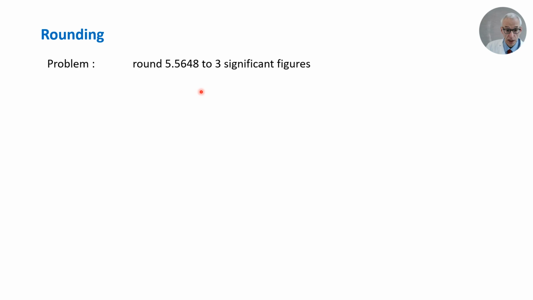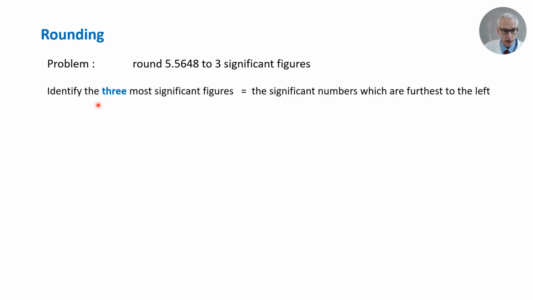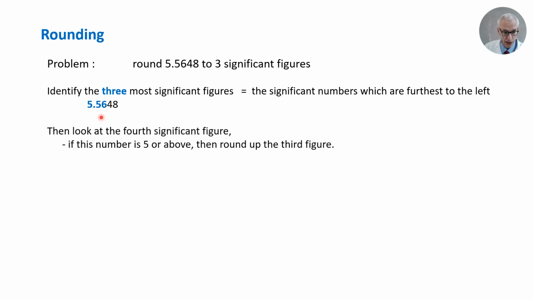Rounding. Round 5.5648 to three significant figures. The first step is to identify the three most significant figures. Those are the figures furthest to the left, so it's 5.56. In blue, those are the three most significant figures. They are the three furthest to the left.